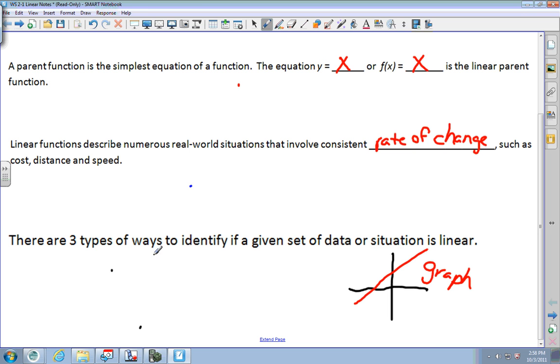Another way is just by looking at the equation. If it has just a regular x where the exponent is a 1, now remember that 1 does not have to be shown, we'll know it's linear.